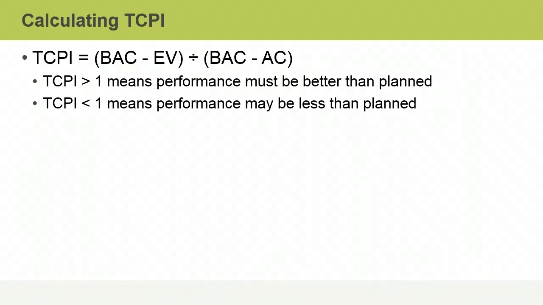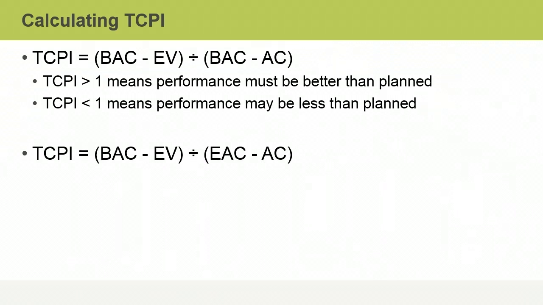There are two TCPI formulas. If you want to know the cost performance that must be achieved for a project to complete within the original planned budget, the BAC, you first subtract the EV from the BAC. Then you divide this value by the BAC minus the AC incurred for the work done so far. A result greater than 1 indicates that future cost performance needs to be better than planned, whereas a figure less than 1 indicates that it may be less than planned.